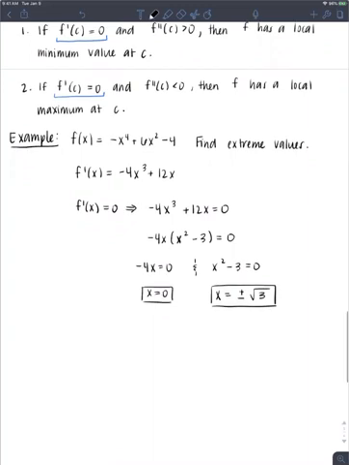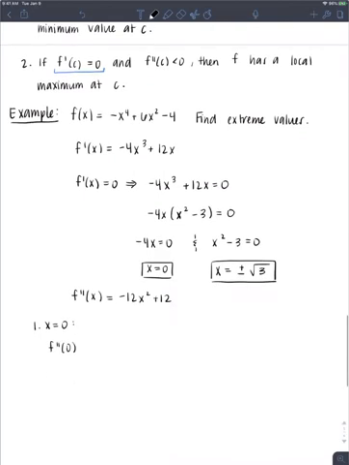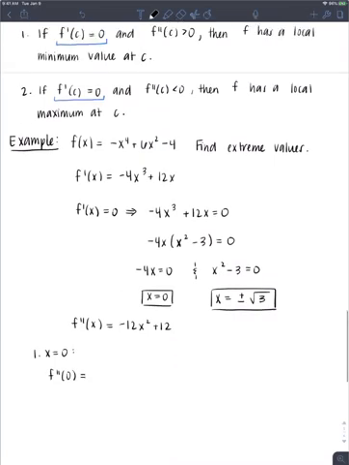then I'm going to find the second derivative. My second derivative is just going to be negative 12x squared plus 12. And now I'm just going to take each one of these points that I found up here and plug them in to my second derivative. I'll have the first one where x is equal to 0. So you get f double prime of 0, which is equal to 12. So this is greater than 0.